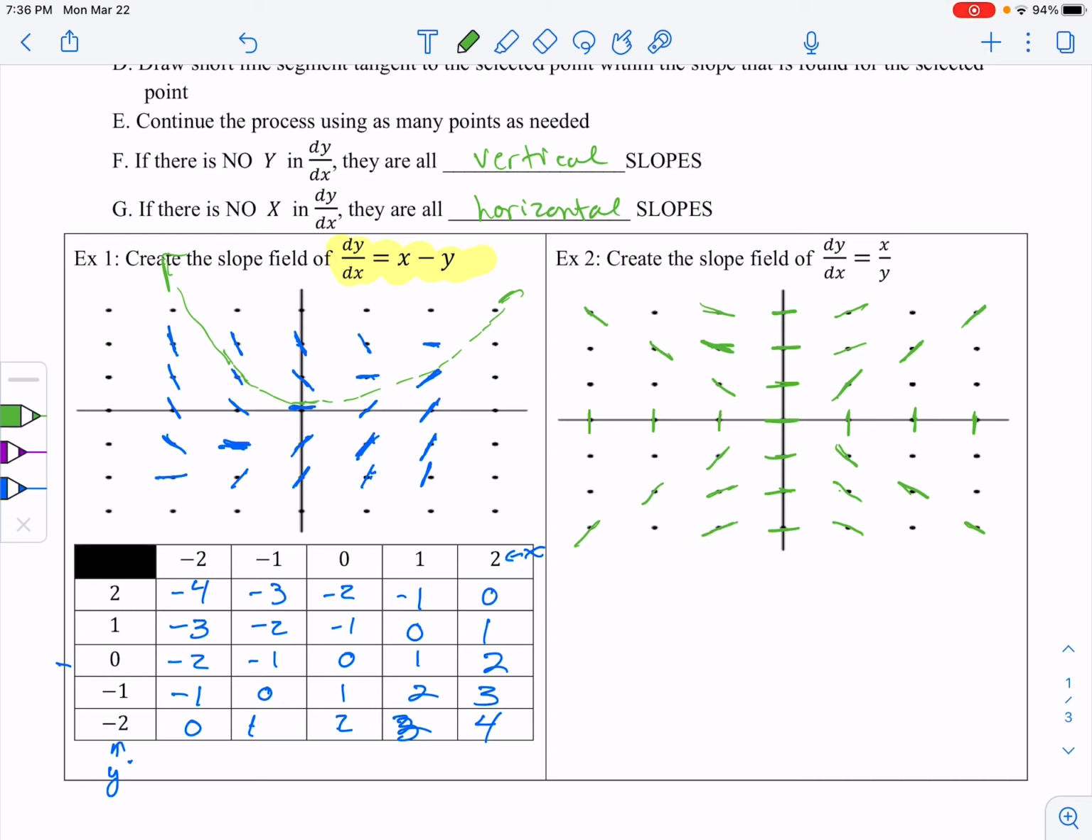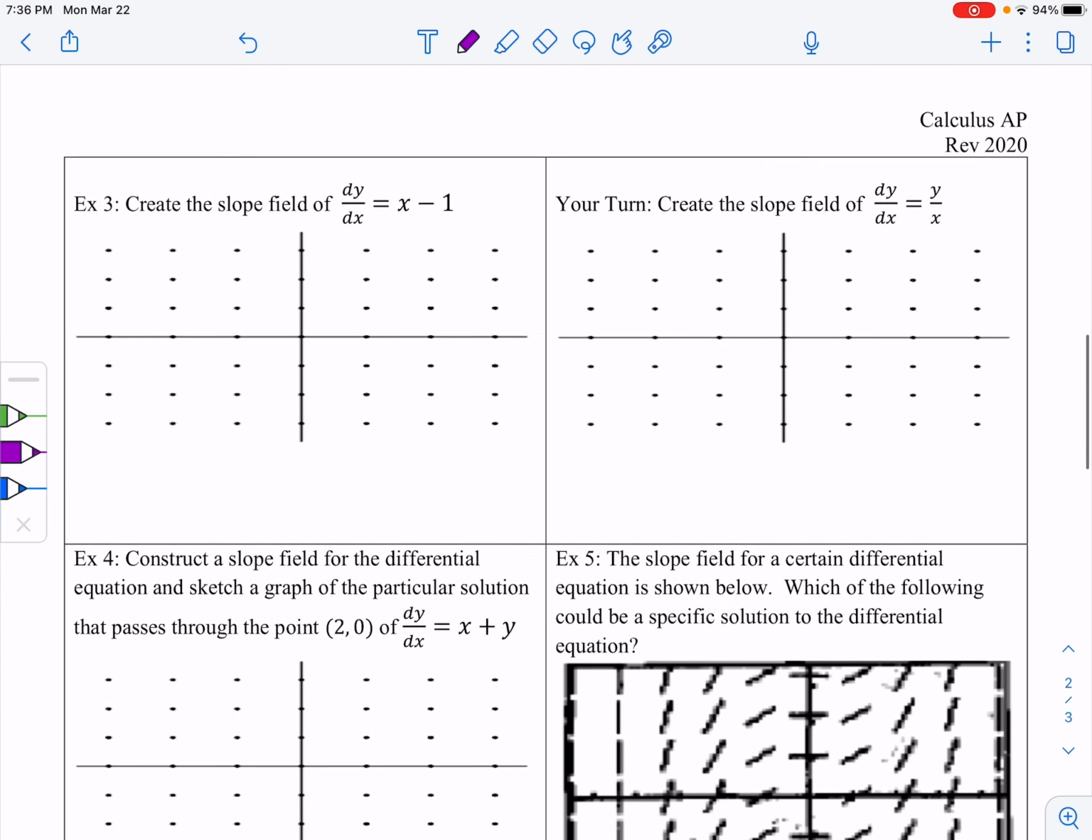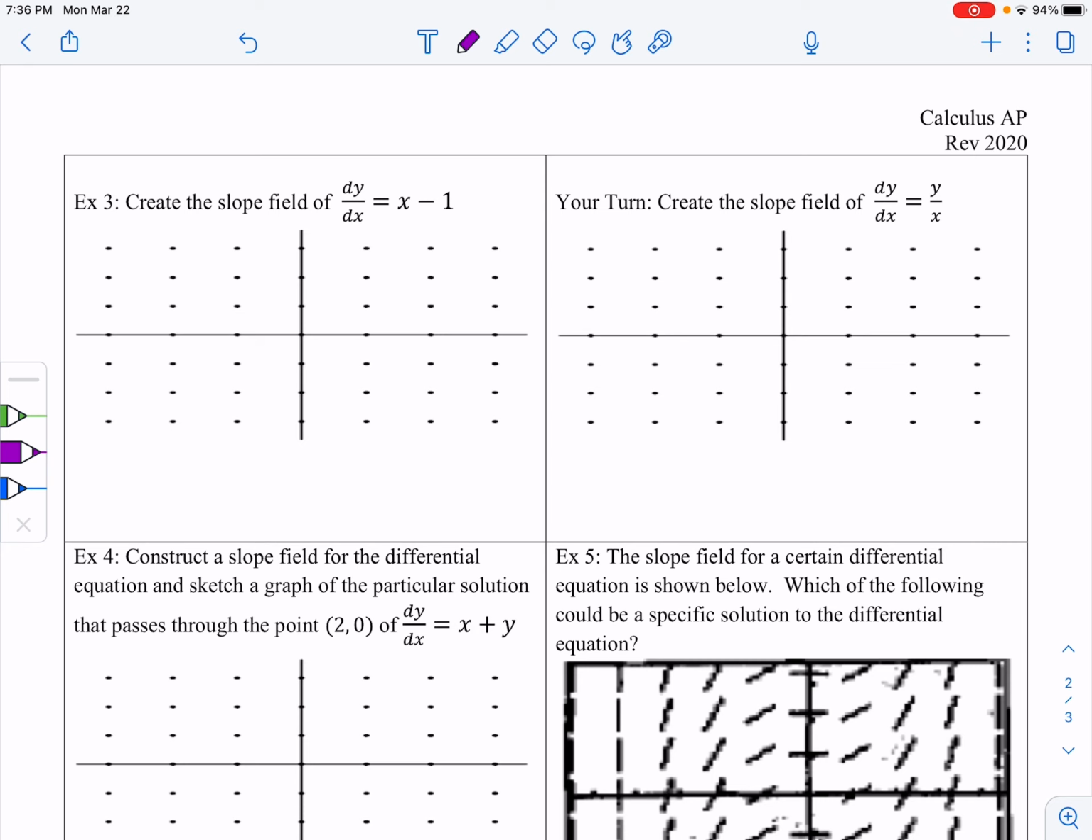So it looks like I've got a graph that's doing this. Sort of looks like a hyperbola. Okay. So that's all there is to this. Just need to make those little lines. To me, it's just a pain in the neck. Okay. All right.